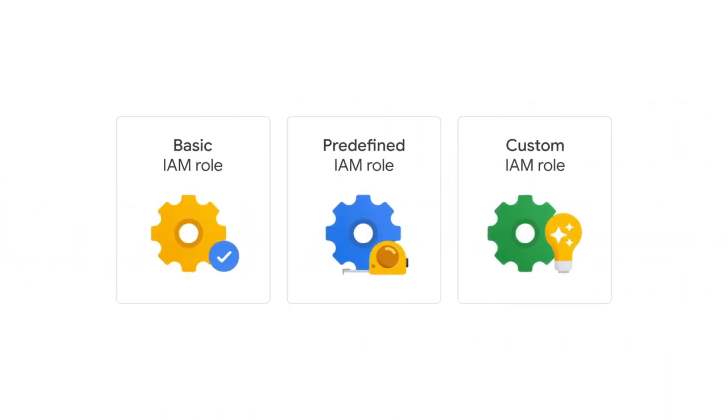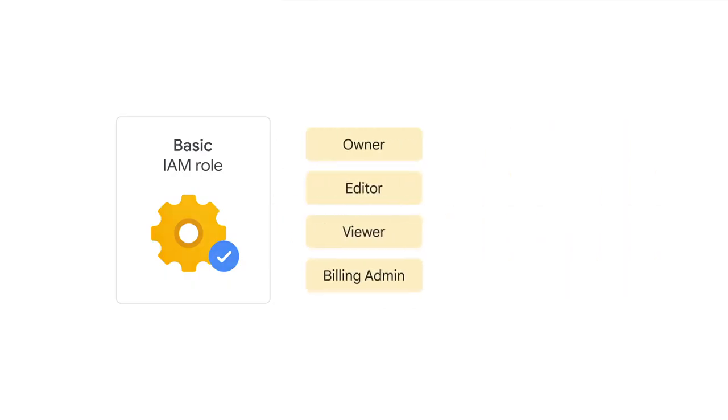There are 3 kinds of roles in IAM: basic, predefined, and custom. The first role type is basic. Basic roles are quite broad in scope. When applied to a Google Cloud project, they affect all resources in that project. Basic roles include owner, editor, viewer, and billing administrator.